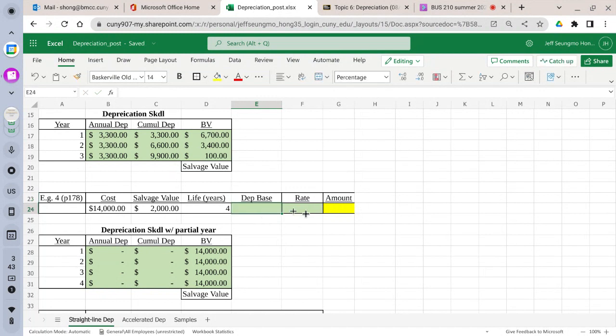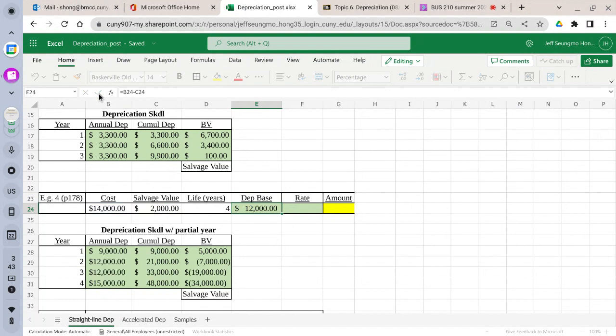So this time, let's do it this way, okay? Depreciation base is the sales value, I'm gonna change that later. Then minus that. Now, $2,000 sales value is unlikely for a $14,000 asset. Maybe at best 200, okay? At best 200.